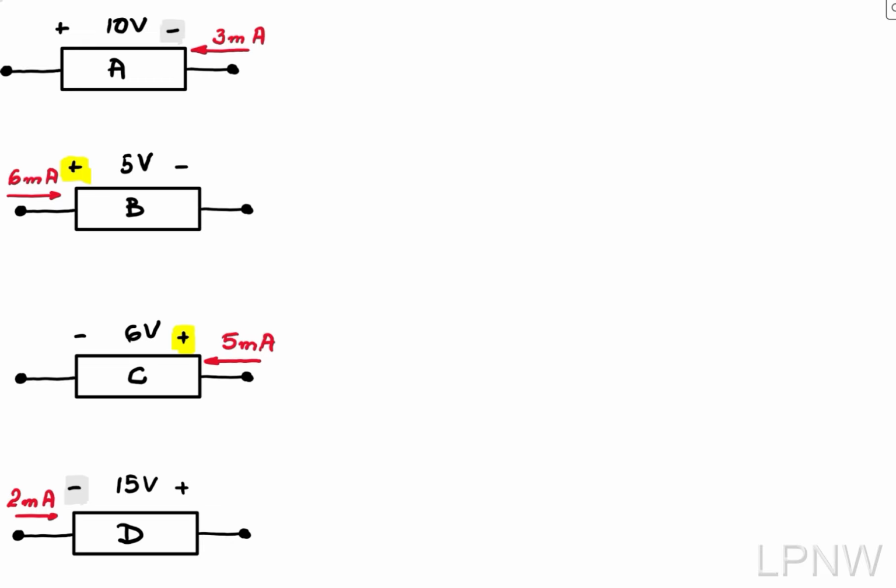For this question, we need to calculate the power associated with each element and specify if the element receives or supplies power. The formula for calculating the power remains the same. It is always voltage multiplied by current. So let's start calculating.